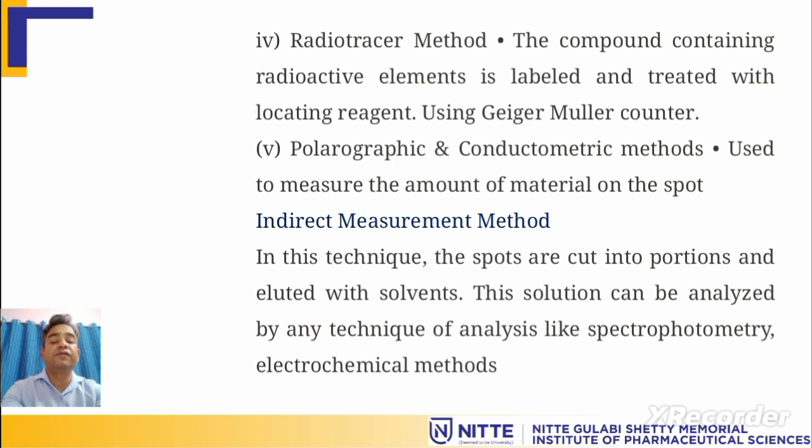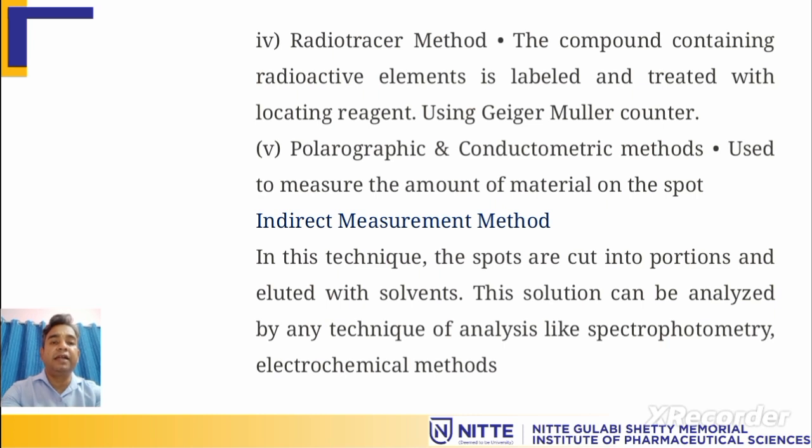And this is generally used depending upon which type of compound you are separating. For example, in polarographic and conductometric methods, you have cations or ions, which must be charged particles. In the radio tracer technique, you must have a radioactive compound. In a fluorometric method, you must have a fluorescence-showing compound. And when you have the densitometry method, you should have a colored compound so that you can see where the sample is.